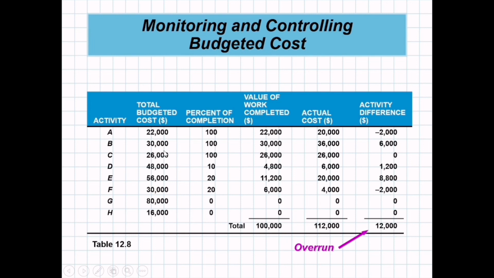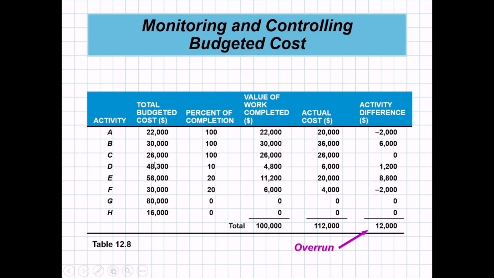Now our activity B, 30,000, is also completed. Its value is 30,000 but its actual cost is 36,000. So there is a difference of 6,000. Next, activity C, 26,000, is 100% complete. Its value of work is 26, and its actual cost is 26, so the difference is 0.